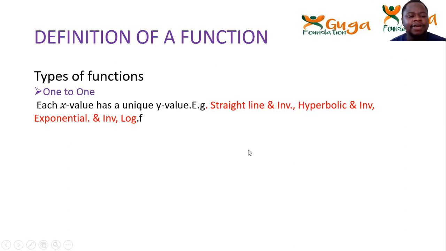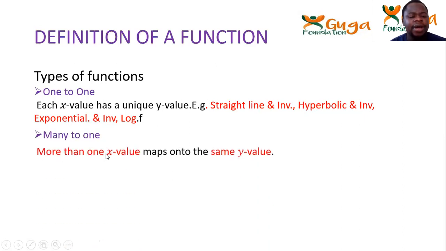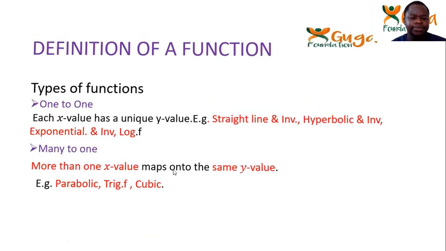the inverse of the exponential function, which is the logarithmic function. Then you've got many-to-one. Here it means that more than one x value is being mapped onto the same y value. For example, you can have x is 1 being mapped onto 4, and then maybe 3 also being mapped onto 4. For example, you've got parabolic functions, some trig functions, and some cubic functions.